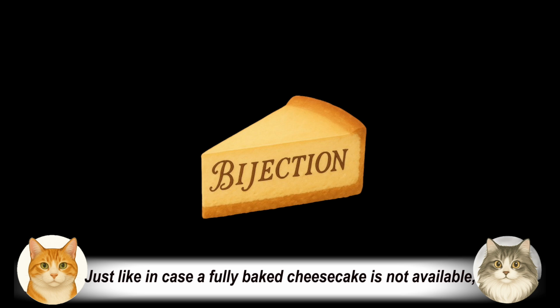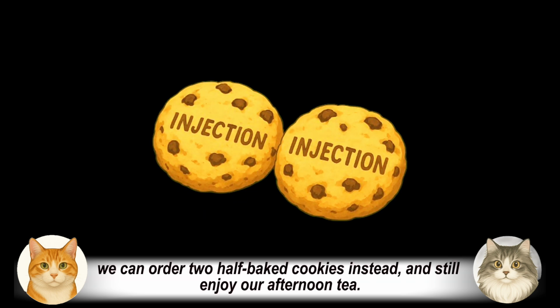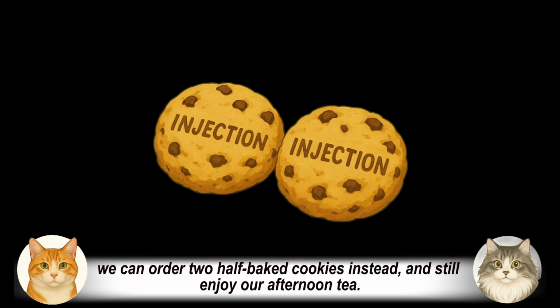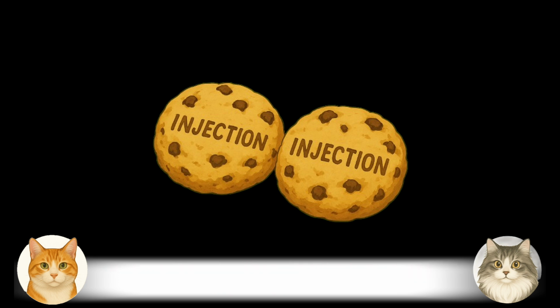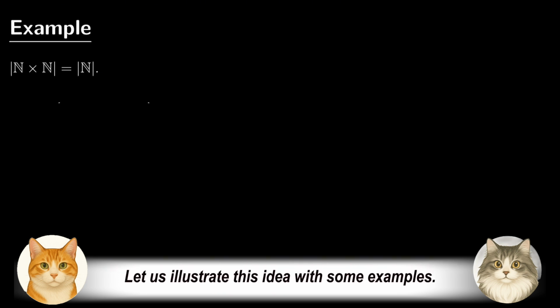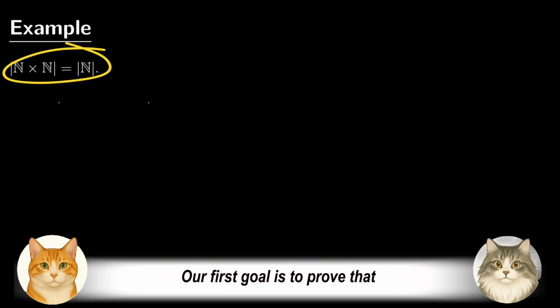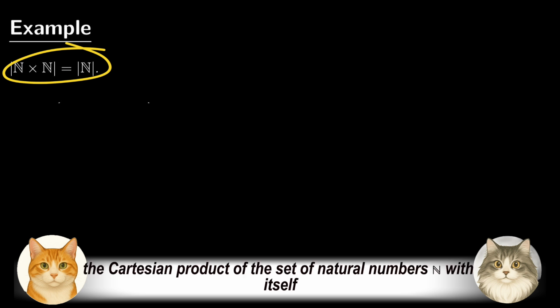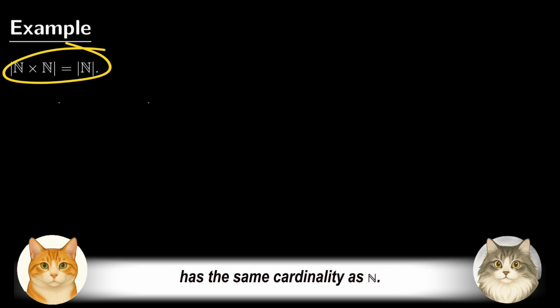Just like in case a fully baked cheesecake is not available, we can order two half-baked cookies instead, and still enjoy our afternoon tea. Let us illustrate this idea with some examples. Our first goal is to prove that the Cartesian product of the set of natural numbers N with itself has the same cardinality as N.